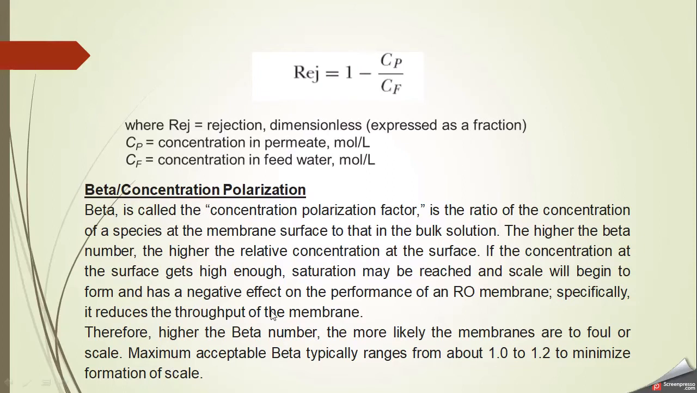Maximum acceptable beta typically ranges from about 1 to 1.2 to minimize the formation of scale. Ideally its value should be 1, that is, the same concentration in the bulk solution as at the surface of the membrane. So there will be no question of scale formation or deposition.